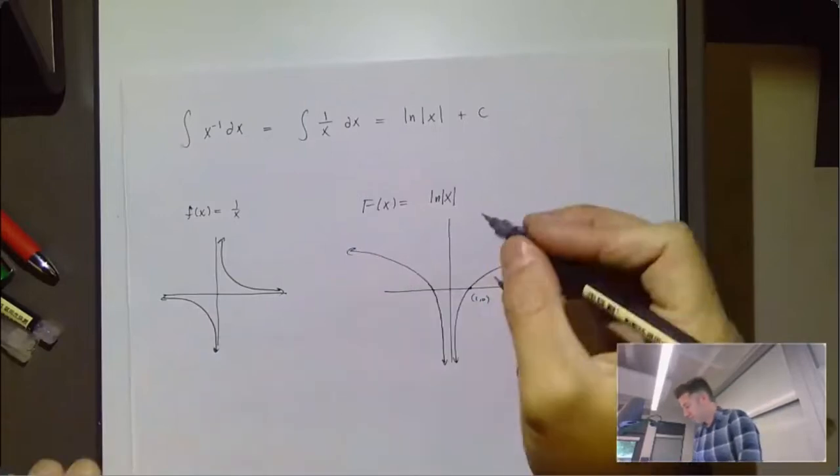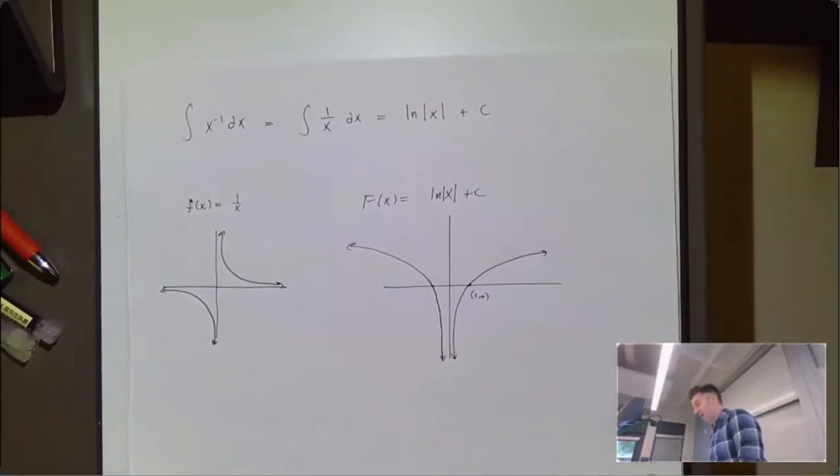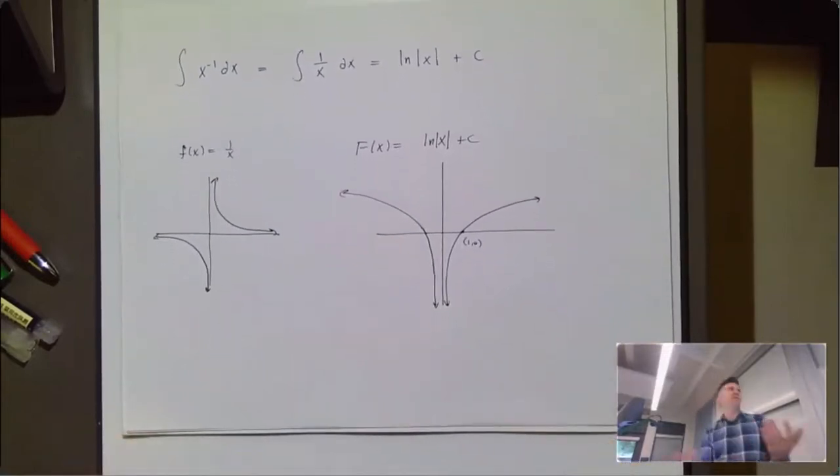Now they're good. Now they have the same domain, which is what we want. Now, why would this be true? I can't just throw an absolute value around something and say it's the same because I said so. It actually is the same.